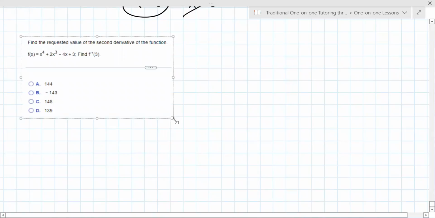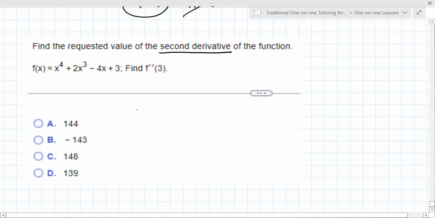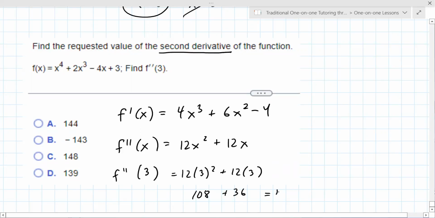Okay. Find the requested value of the second derivative of the function. So the second derivative means take a first derivative, then take a second derivative. Your first derivative is done using power rule, 4x cubed plus 6x squared minus 4. And then you just repeat. You take 12x squared plus 12x. This time you're evaluating at 3. So you're plugging 3 in for x. 12 times 3 squared plus 12 times 3. So 3 squared is 9. 9 times 12 is 108. Plus 36. Looks like it's 144 for that one.